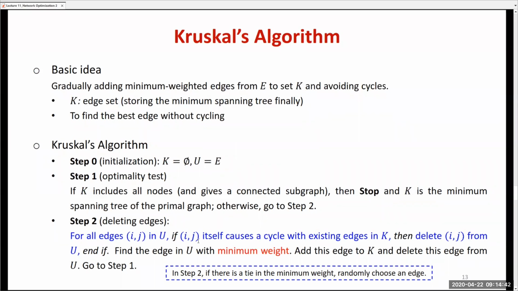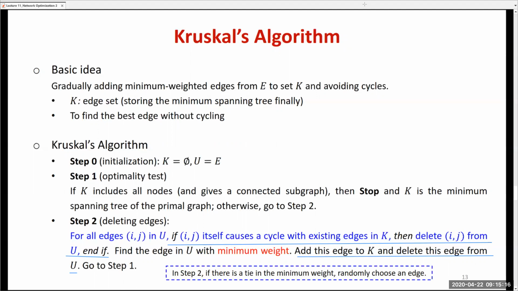First we're going to remove the edges that can cause a cycle with existing edges in K. This is very important. If we can find one, then directly delete these edges from U. After that, we're going to try to find the edge in U with minimum weight. Again, if there's a tie, just randomly choose one. Then we add this edge to K and remove this edge from U. And repeat. Repeat means go to step number 1.